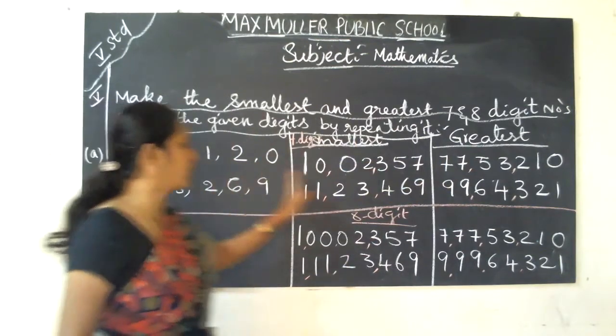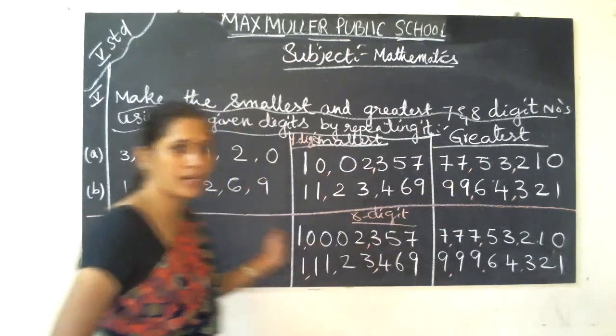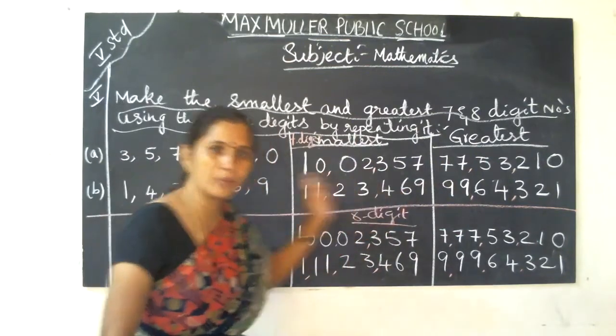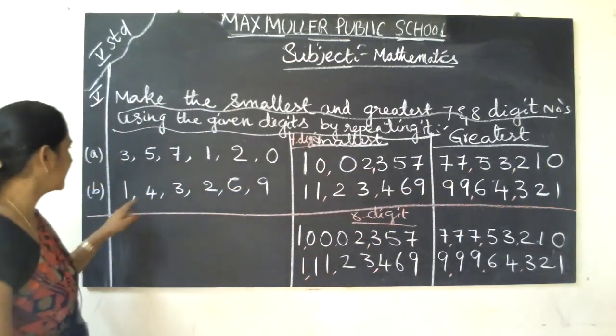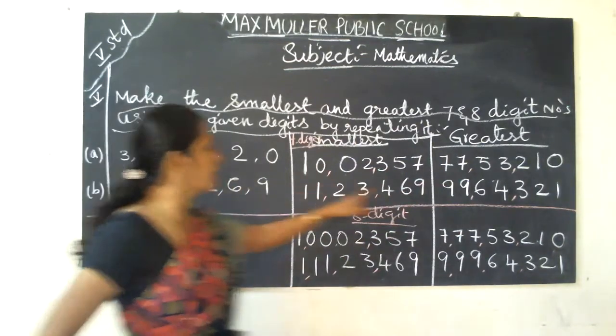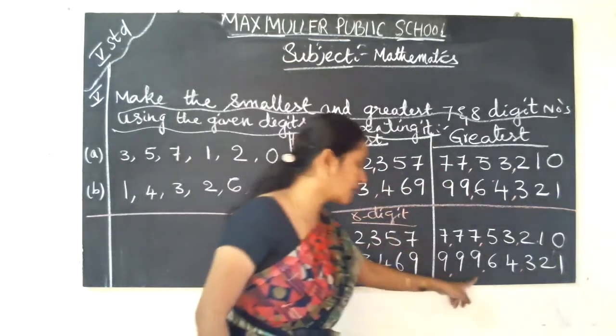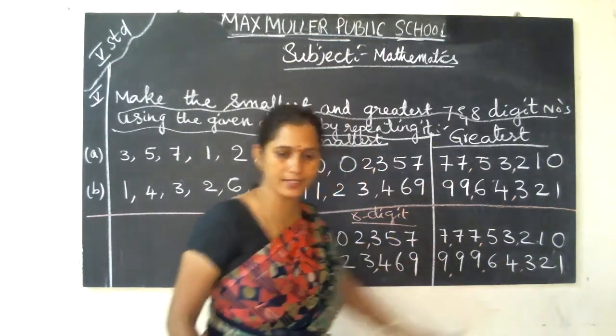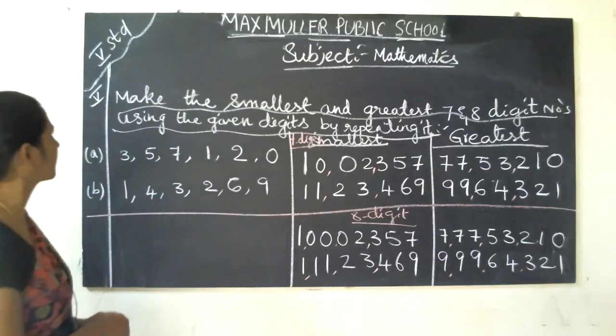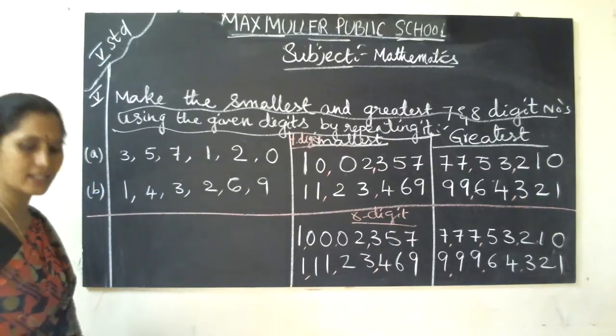And afterwards, ascending order and descending order, we have to write smaller to bigger and bigger to smaller. Got it? Here 9 is the greater number, so I have repeated once. And here 9 is a greater number, so I have repeated it twice. Got it, children?